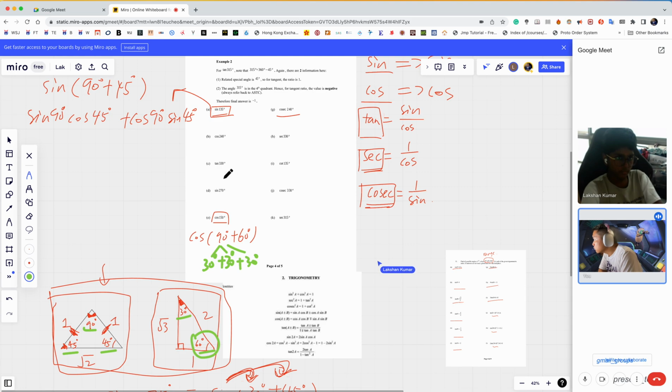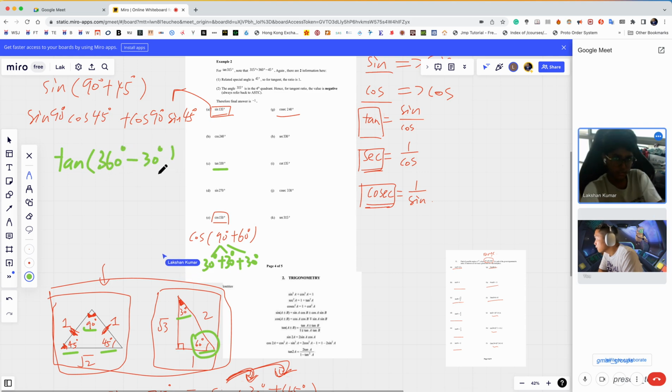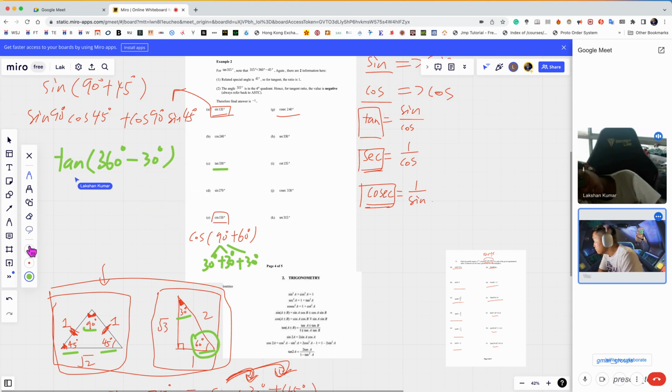Tangent 330. How do you split tangent 330? You can use minus also. Don't always think of plus. 360 minus 30. Then how do you open tangent?